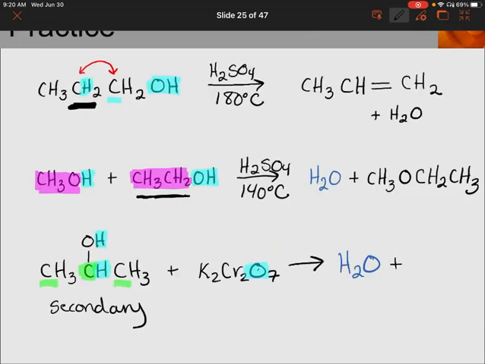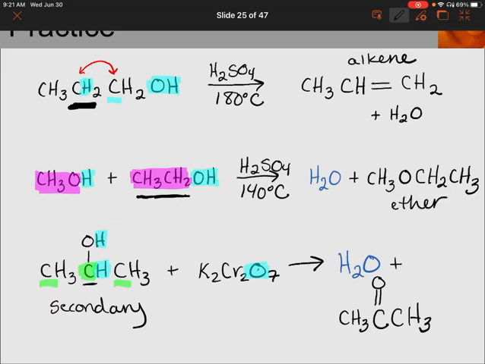So what we would have left over is CH3C, and then remember that middle carbon lost a hydrogen, but it gained a second bond to oxygen, and then we have CH3 on the other side. So that's our ketone. Again, in the first reaction, we formed an alkene. The second reaction, we formed an ether. And in the third reaction, we formed a ketone.